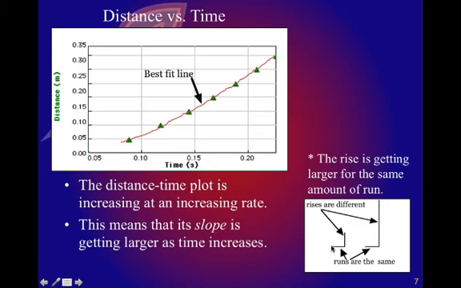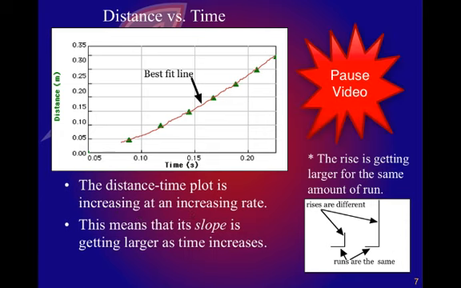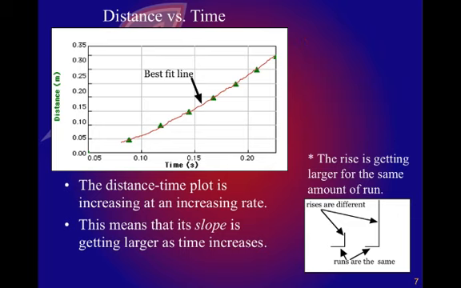In other words, if we look over here, for the same interval of time, right here, and then also right here, how much the distance is getting bigger is getting bigger. So that means that the slope of this curve right here is getting larger as time increases. So it's not just the value that's getting larger, it's the slope that's getting larger here. And that's how we can tell that the distance is increasing at an increasing rate. Pause the video and copy these notes down.